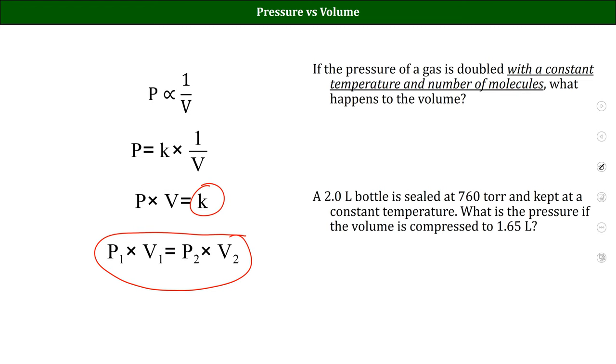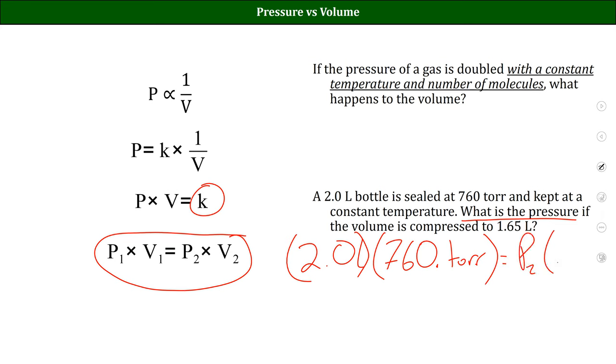And that means that if I give you enough information, we can calculate whatever is missing out of that variable, right? It's just an algebra problem. If I say you have a 2-liter bottle sealed at 760 torr, what is the pressure if the volume is compressed to 1.65 liters? I gave you 3 out of the 4 pieces. V1 is 2.0 liters, P1 is 760 torr. P2 is what we're looking for, the pressure. V2 is 1.65. Really, really easy algebra, right? We don't even have any pluses and minuses, which is really nice. So we can just plug it in. 2.0 liters times 760, plus or minus 1 torr, equals P2 times 1.65 liters.